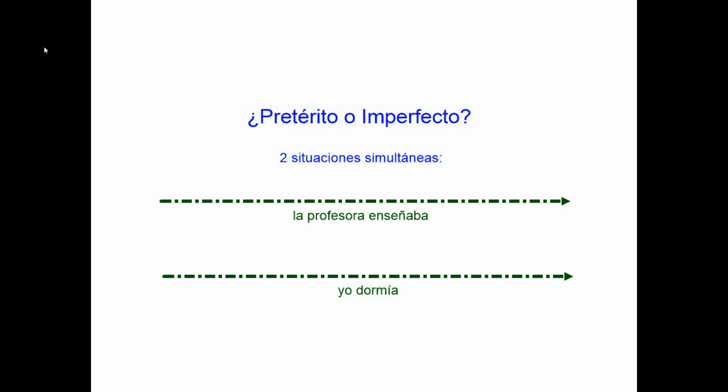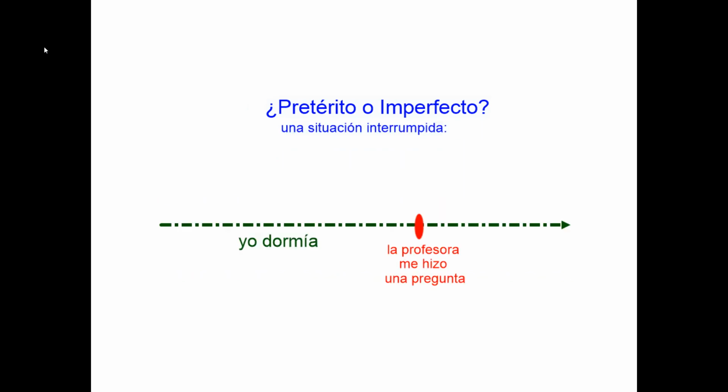For two events that are happening at the same time for a long period of time, I'm going to use two imperfecto verbs, two green ones. While the teacher was teaching, I was sleeping the whole class. It was boring. La profesora enseñaba, yo dormía.